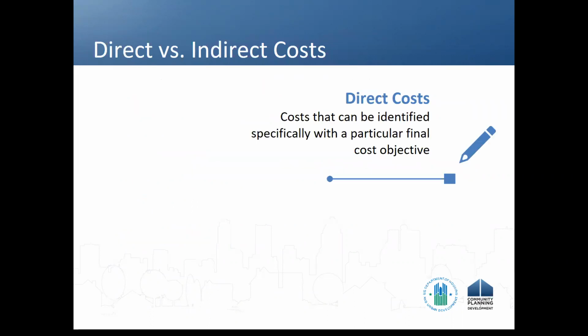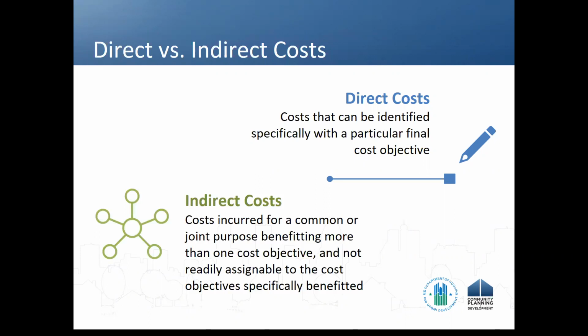So direct costs are costs that can be identified specifically with a particular final cost objective. And we'll talk about what a cost objective is in just a moment. This means when looking at direct costs that you can tie a string between the cost and the action or outcome.